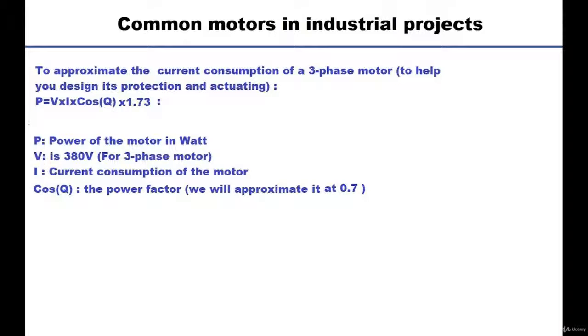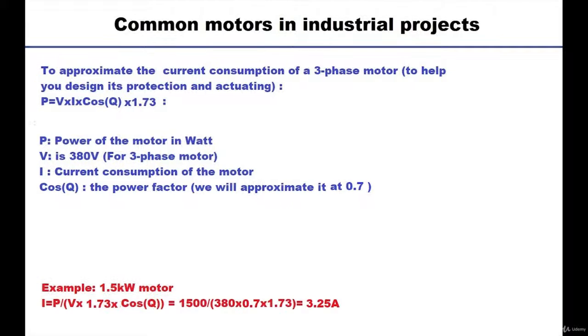This 1.73 is because we have a three-phase motor, which is the square root of 3. If you want to look at the math behind this, I strongly advise you to check some articles about three-phase and the math behind it. Now let's have an example. We have a 1.5 kilowatt motor, and we need to calculate the current consumption of that motor.